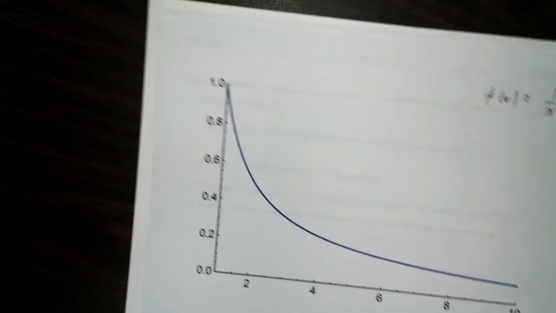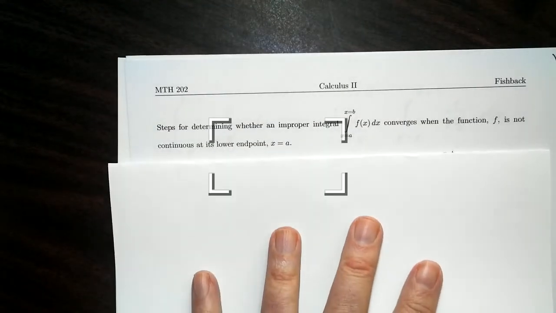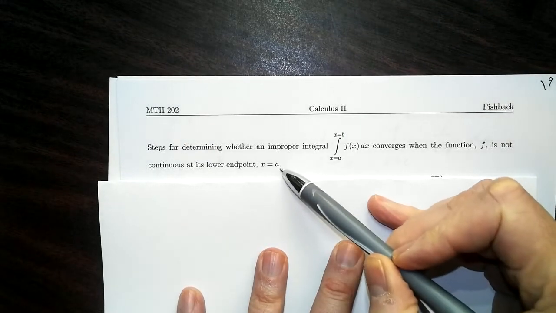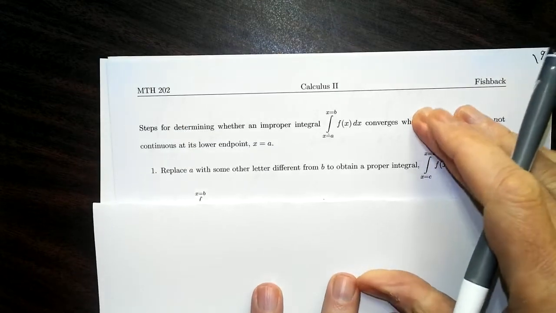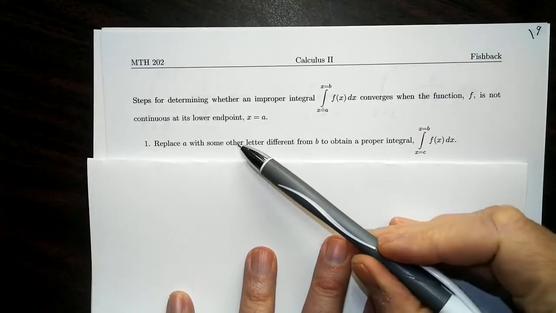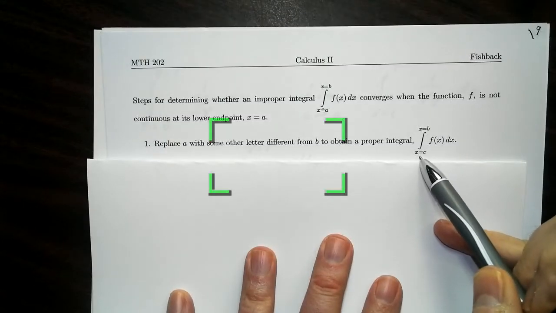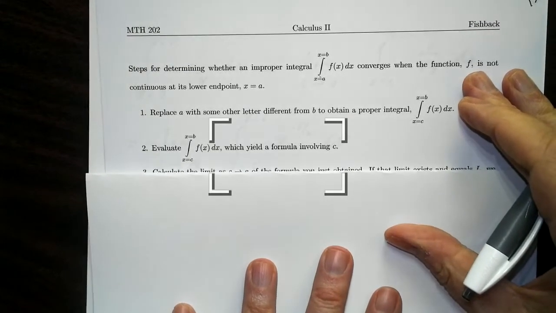Let's take a look at a different type of improper integral. Let's say the integral is improper because the function is not continuous at the lower end point. We do a similar sort of thing here. We first replace a with some letter different from b. So maybe I'll replace a with c or something like that. You just don't want to get your letters confused.